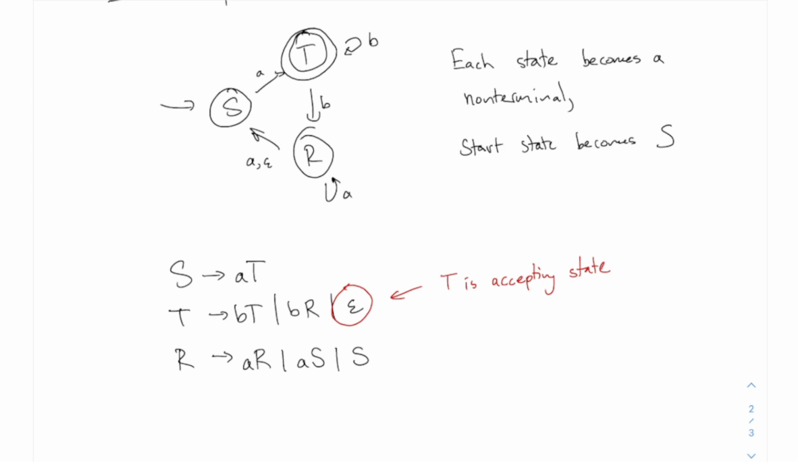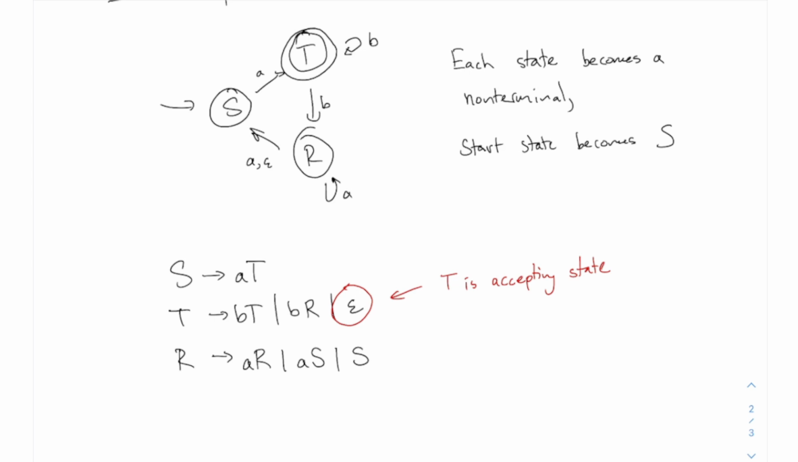Yes? The last one, R goes to BS? The last one. This is a big one. R goes to AR, to AS, to BS? Not to BS. Oh, epsilon. Yeah, that's an epsilon. So yeah, you can write epsilon S if you want, but that's just S. Yeah, because I misread.